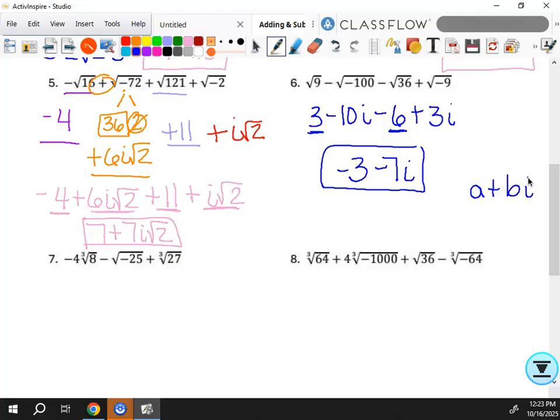All right. Questions? All right. Let's look at some with some cube roots.